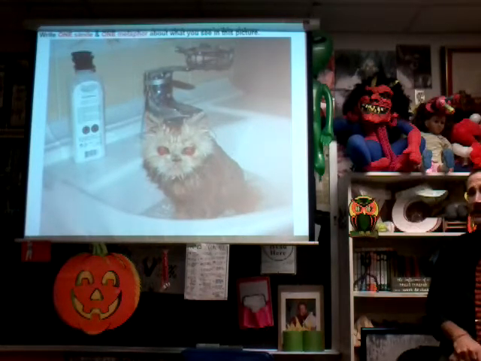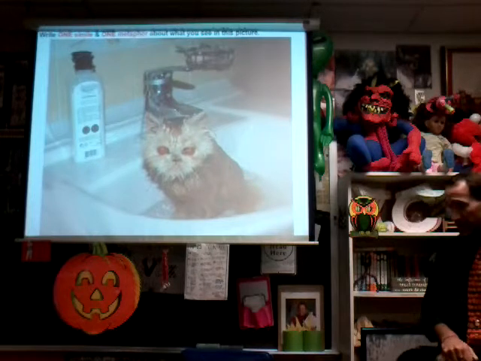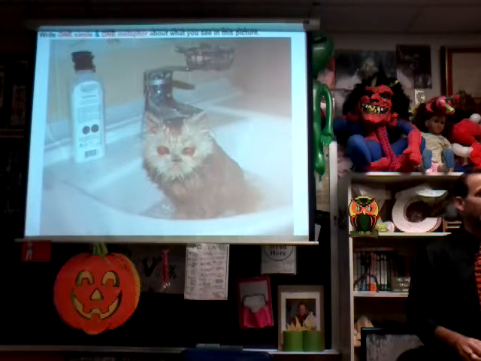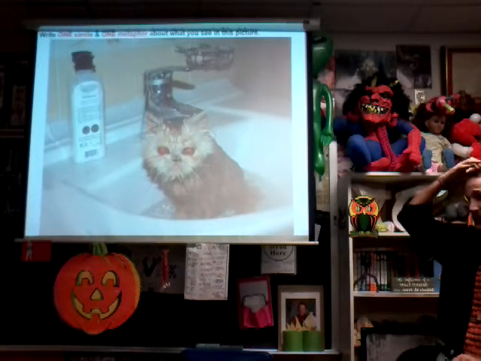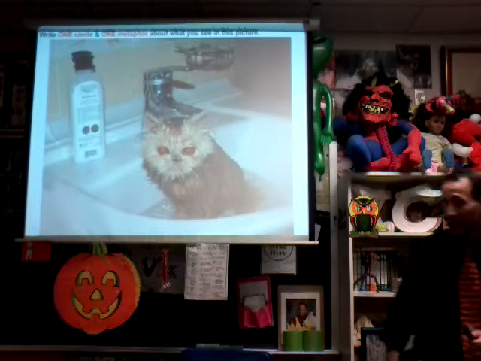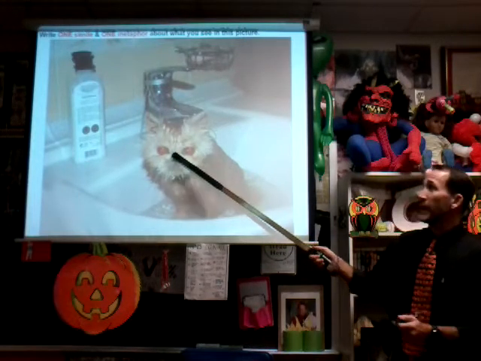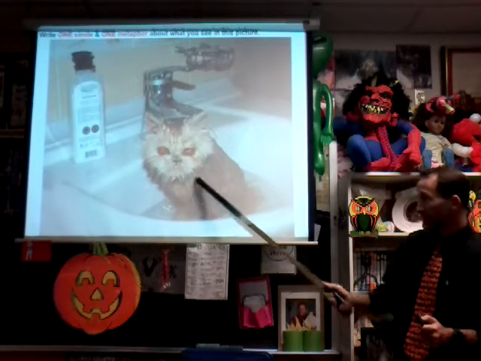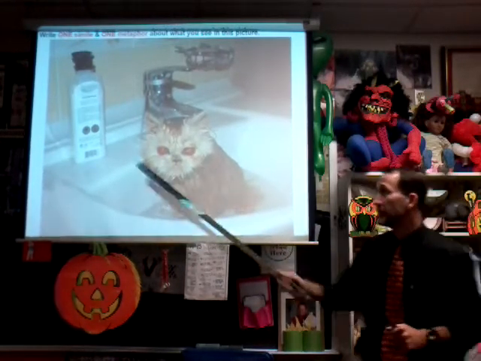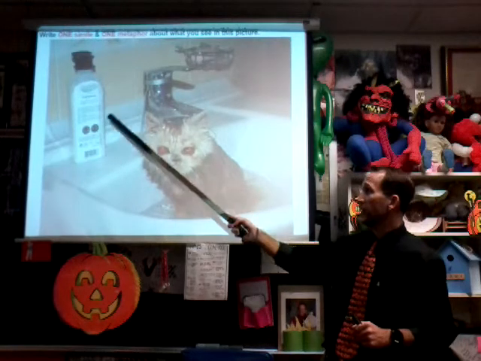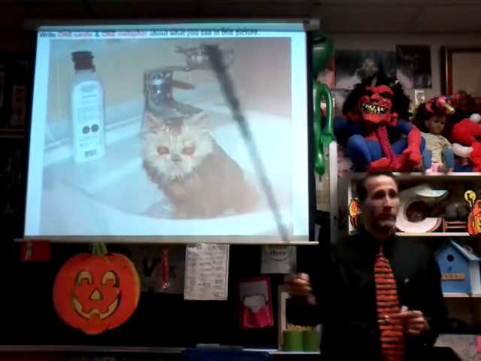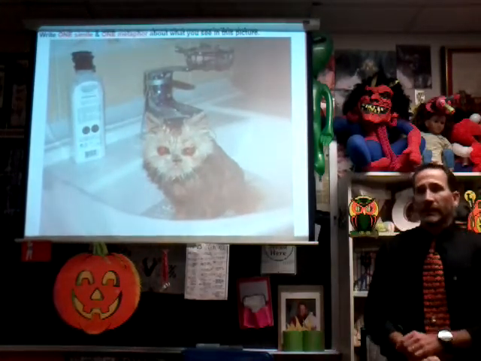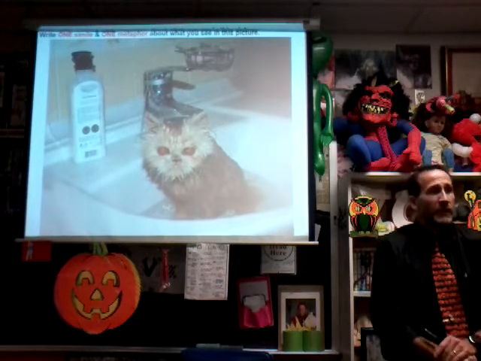This is a rare Venezuelan sink demon. So you are going to have to write similes and metaphors about what you see in the picture. You can write about the eyes, the sink, the water, the fur, its anger whiskers, the bottle of anti-demon liquid that's over there. But you're going to write two similes and then two metaphors.